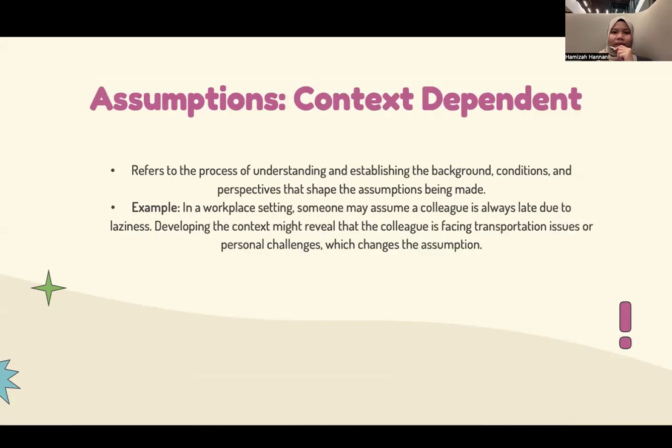So the next one is context dependent, where it refers to the process of understanding and establishing the background, conditions, and perspective that can shape any assumptions that we make. As an example, in a workplace setting, someone may assume a colleague is always late due to laziness, extra sleep, and so on. But by developing the context, it might reveal that actually the colleague is facing some transportation issues or personal challenge, which changes the assumption.